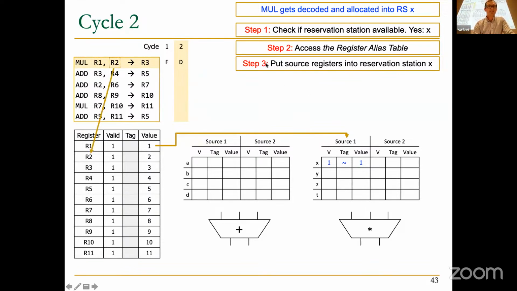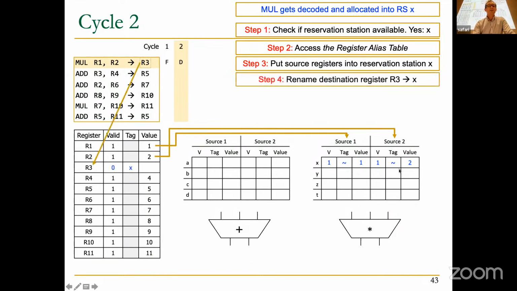Okay, before I said that, step 3 is put the source registers into the reservation station X, right? I just showed this to you for the first source, but we do exactly the same thing with the second source. It's valid, the value is 2. So we basically copy the register file entry or register alias table entry to the source 2 over here. Sounds good. Now, we also need to rename the destination register, which is R3, to X, just like we did yesterday. Basically, R3 is not valid anymore because multiply is going to produce the value of R3. And anyone who wants to get the value of R3 better capture the tag X when it's broadcast. That's what this means, basically.